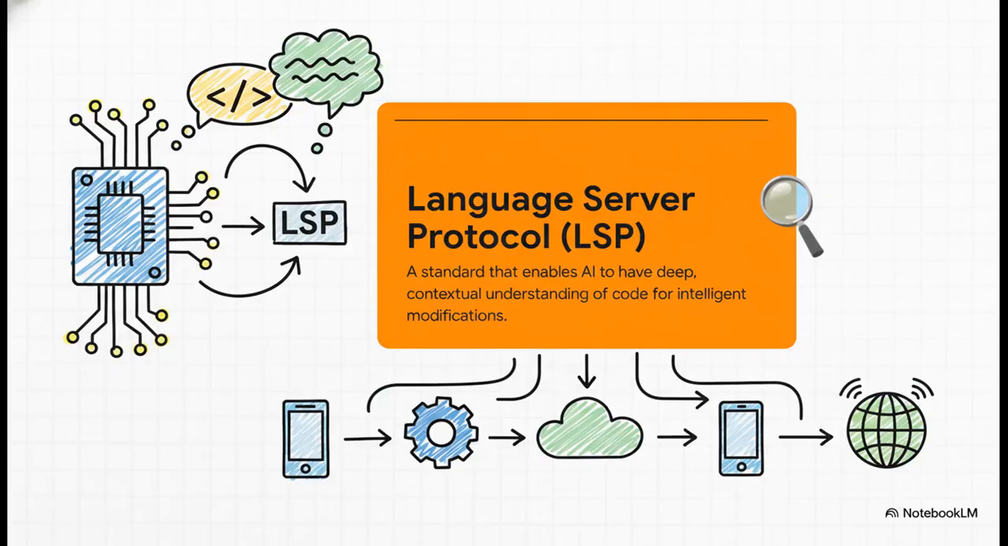So you might be wondering, how does the AI understand the code on such a deep level? The trick is a standard called the Language Server Protocol, or LSP. Think of it like a universal translator for code. It allows the AI and your code editor to have a really deep, meaningful conversation about the code, so the AI understands the context, not just the words on the screen.